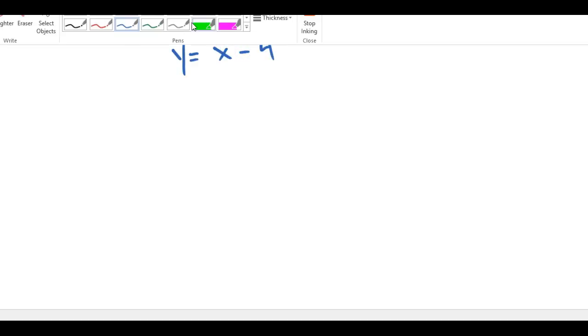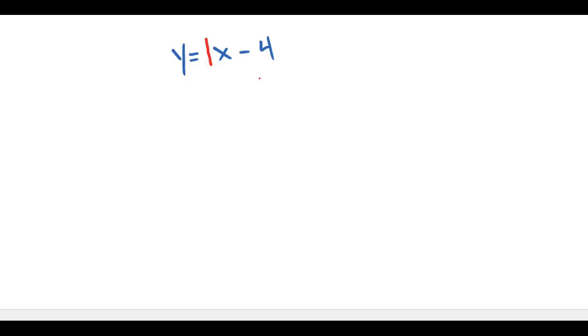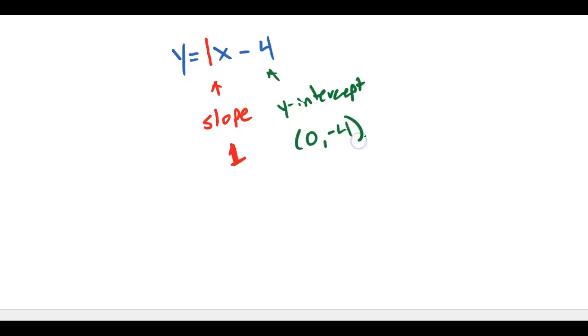Y equals x minus 4. And I want to know the slope and I want to know the y-intercept. Well, there's a number in front of the x here. It's the number 1, right? We can't see it, but it's there. So this equation has a slope of 1, like the number 1. Then it has a y-intercept of -4. So it would be the ordered pair (0, -4).